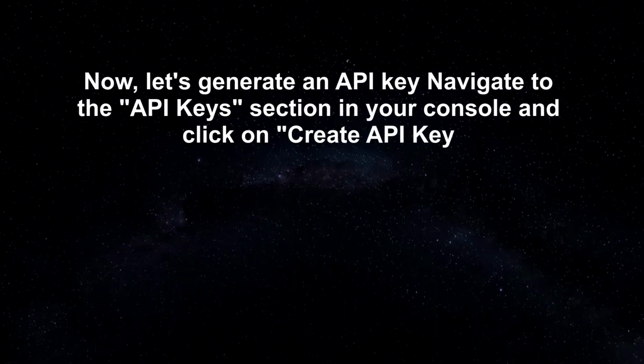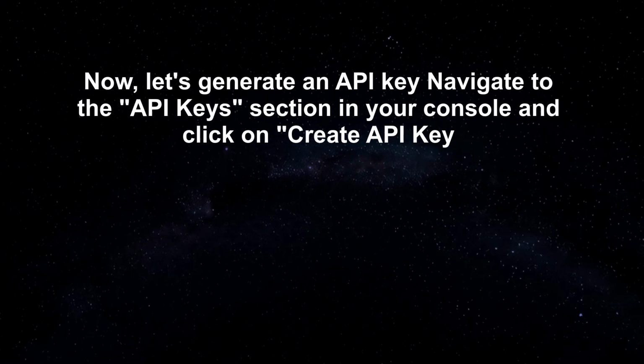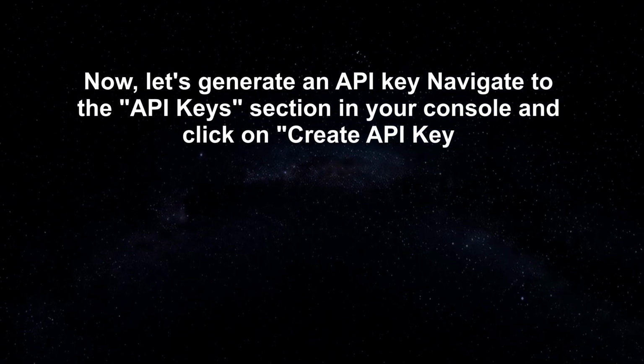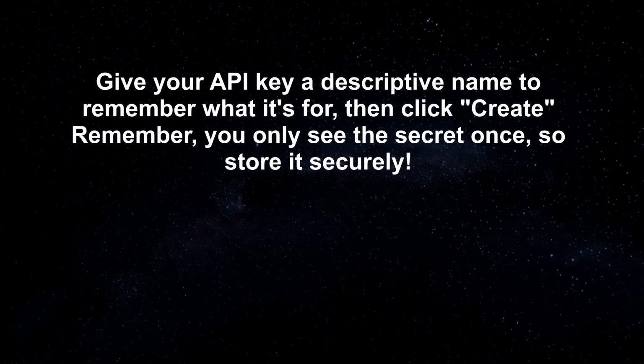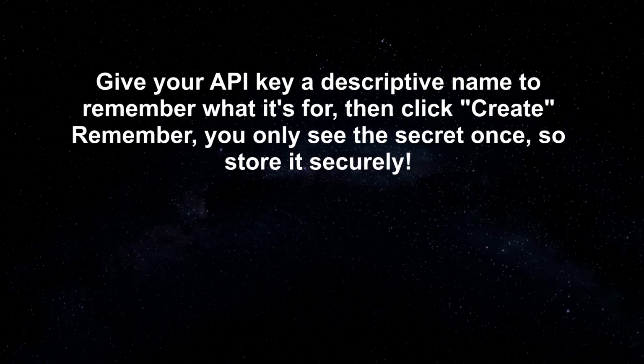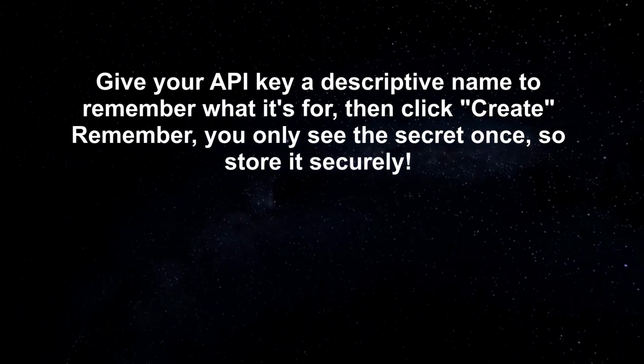Now, let's generate an API key. Navigate to the API Keys section in your console and click on Create API Key. Give your API key a descriptive name to remember what it's for, then click Create. Remember, you only see the secret once, so store it securely.